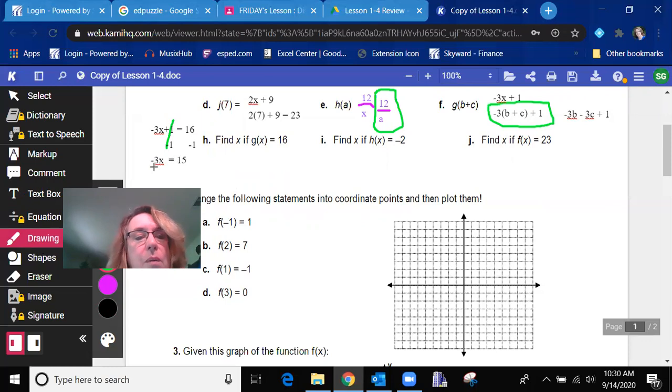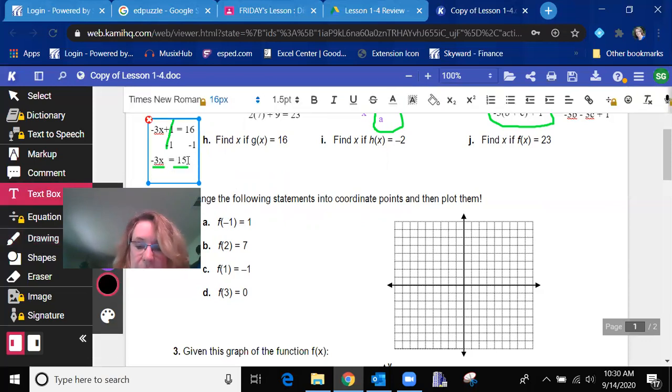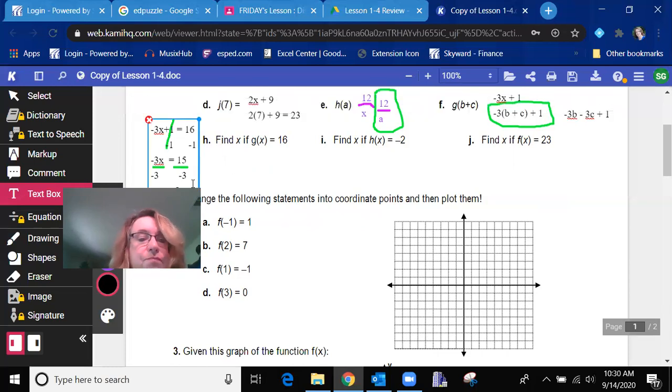Okay. Now what I have to do is divide both sides by negative 3. Yeah. So divide by negative 3. Equals negative 5? x equals negative 5. Mm-hmm.